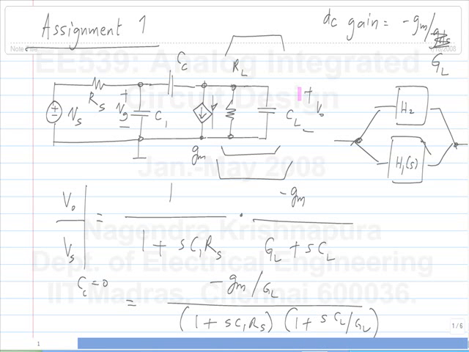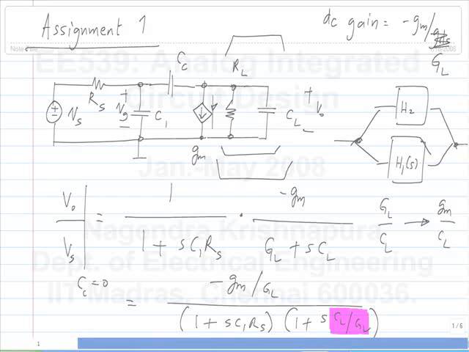Is that convincing? If you didn't have CC, the pole was GL divided by CL, as we see here. If you have CC, then it does change. I mean, it does increase, in fact. It is closer to GM divided by CL. So roughly speaking, it moves from GL by CL to GM by CL. Okay, so it moves to higher frequencies.